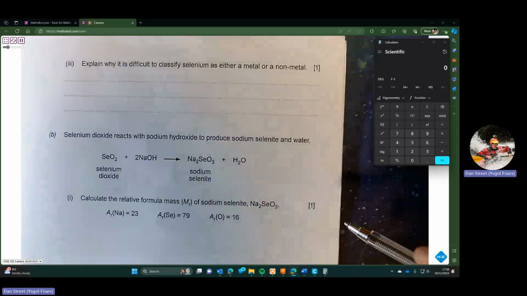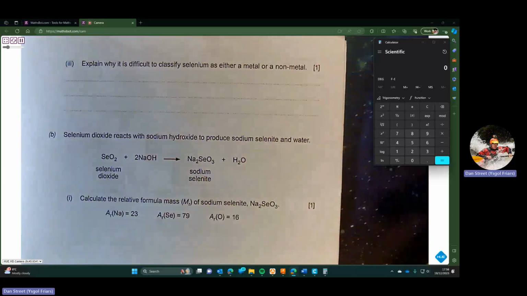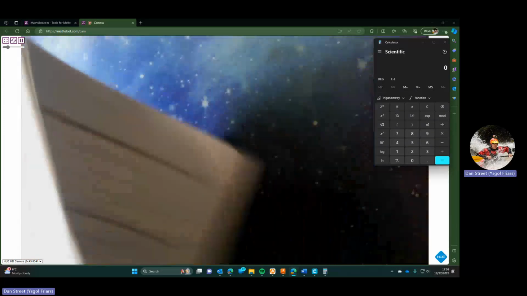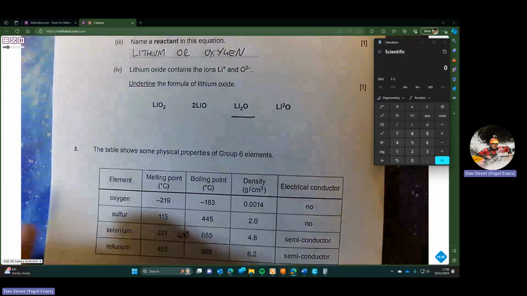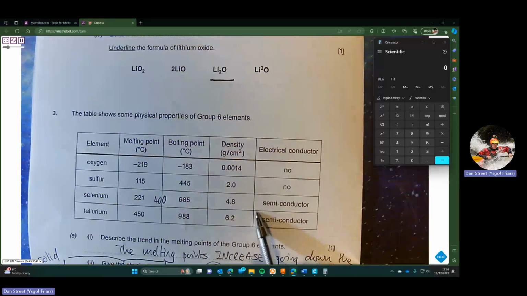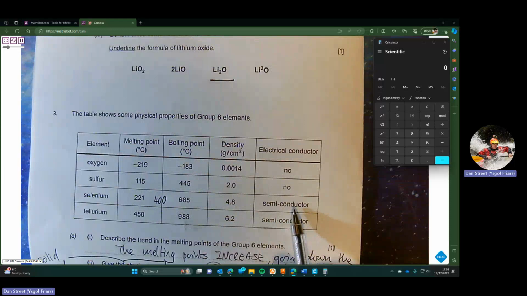Moving on again. Explain why it is difficult to classify selenium as either a metal or a non-metal. If we have a look at our table, the biggest clue really is that selenium is a semiconductor. Metals we expect to be conductors and non-metals we expect to be non-conductors. Selenium is a semiconductor.